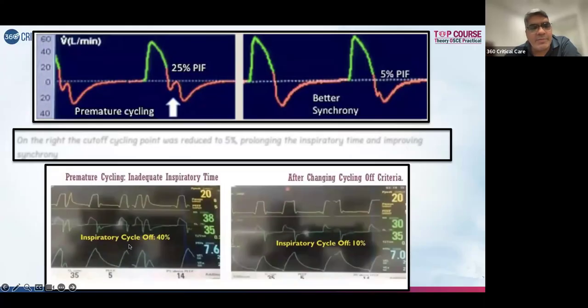So here we have inspiratory cycling off at 40%. So that's 40%, 40%. And then it was followed by a breath by the patient, not happy with the cycling. So we decrease the cycling threshold to 10%, and now it is more synchronous. There is no double triggering. Okay, this one has a double triggering also.